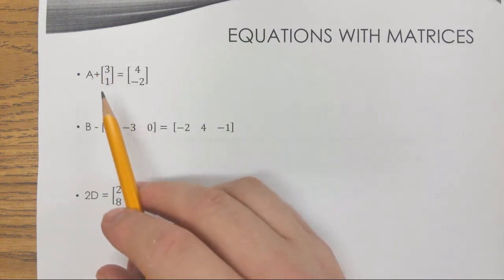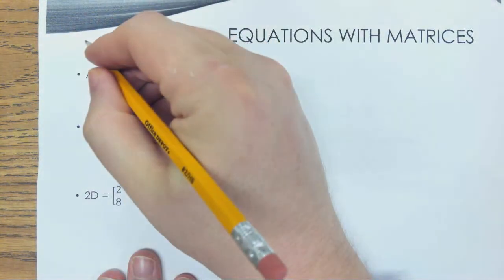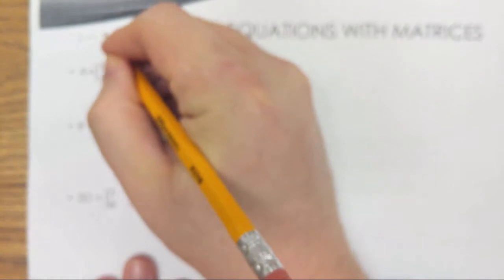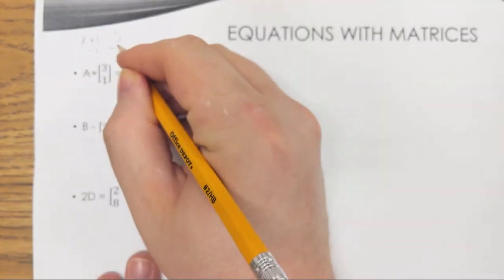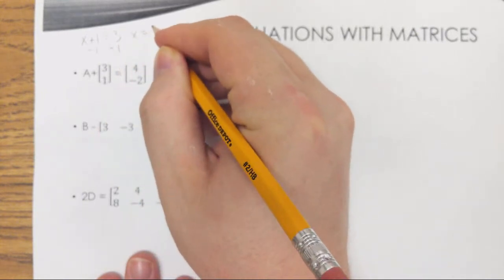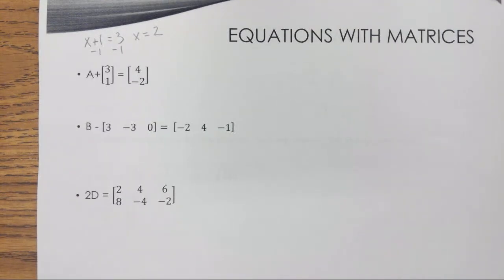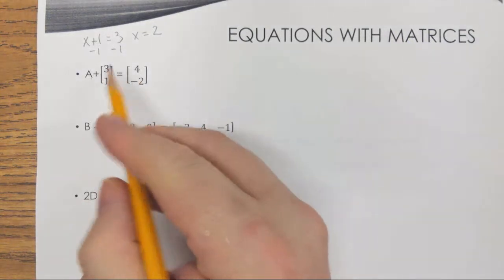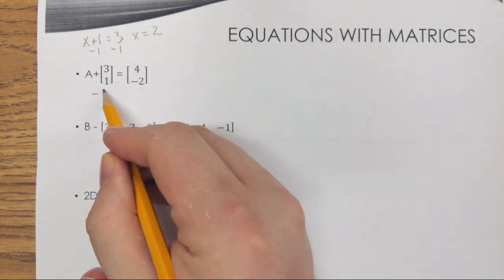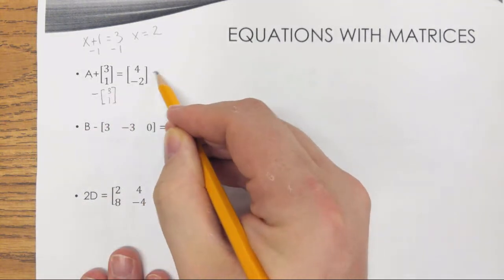Okay. You want to think about this matrix as any other, like you would be solving any other equation. So like for instance, if this was X plus 1 equals 3, then you would subtract 1 from both sides and get X equals 2. Well, when we're working with matrix equations, I'm basically going to do the same thing. Except now I'm going to be subtracting a matrix from both sides. So I'm minusing 3 over 1 from both sides.